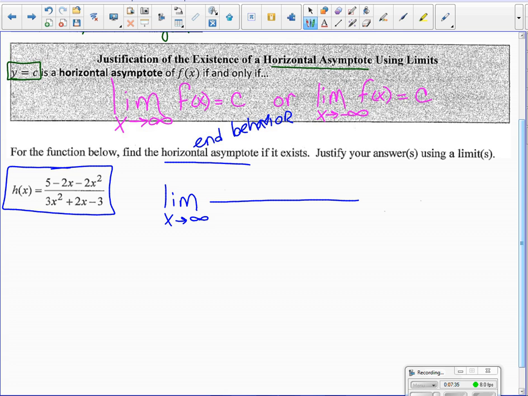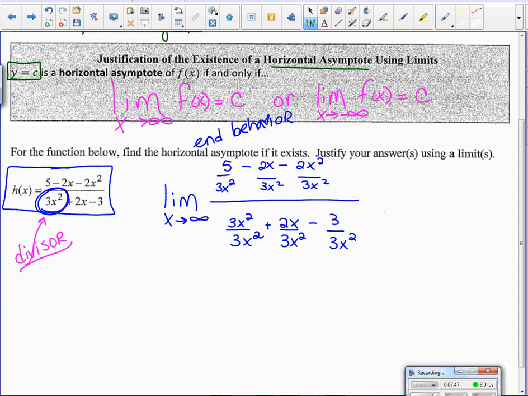So our function, I'm going to divide by the highest degree on the bottom. So I'm going to just hit pause here and get it written down. Why don't you do the same? Okay, when I showed my work, I'm going to divide every term by 3x squared. In analysis here, I'm going to say 5 divided by 3x squared. 5 divided by something large is going to go to 0. This will go to 0. It's bottom heavy.